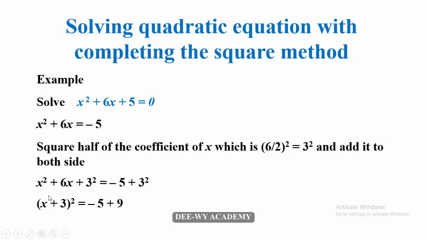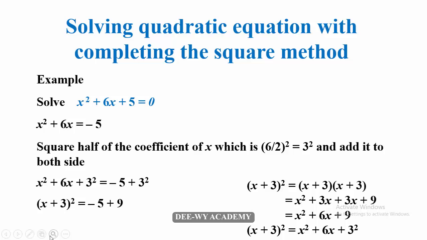When you look at this side of the equation, we have successfully made x squared plus 6x plus 3 squared a perfect square, where we have open bracket x plus 3 close bracket all square. If we clear the brackets here, we will have the same value as x squared plus 6x plus 3 raised to power 2. Let's take a look at it. Let's clear the brackets. We have open bracket x plus 3 close bracket raised to power 2. We want to clear the bracket.